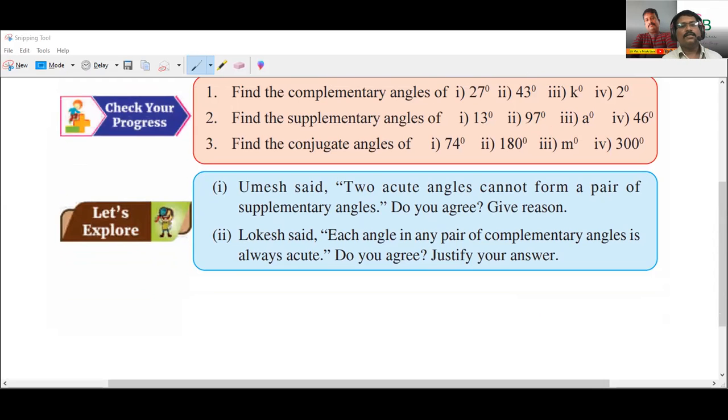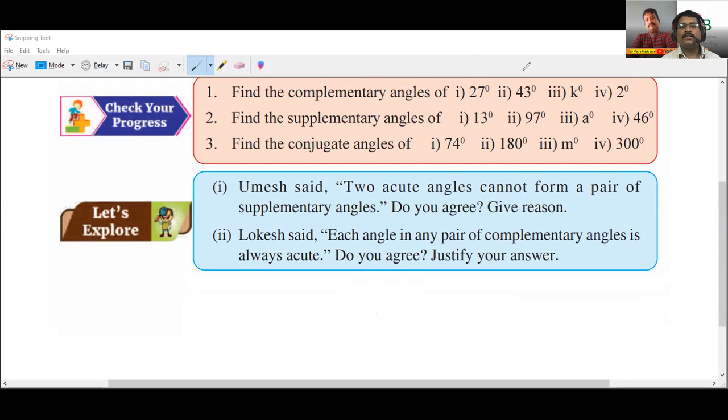Find the complementary angles of 27 degrees. For 27 degrees, we can easily say 90 minus 27, which is 63. So the complementary angle of 27 degrees is 63 degrees.